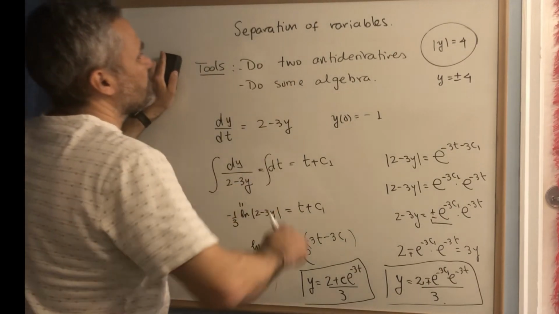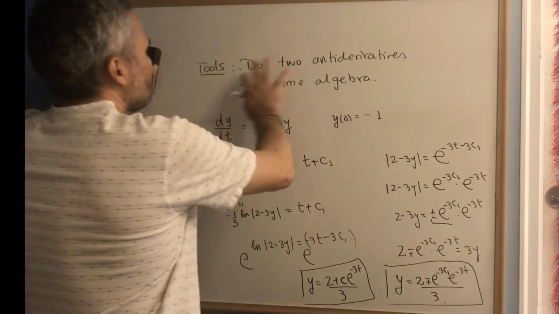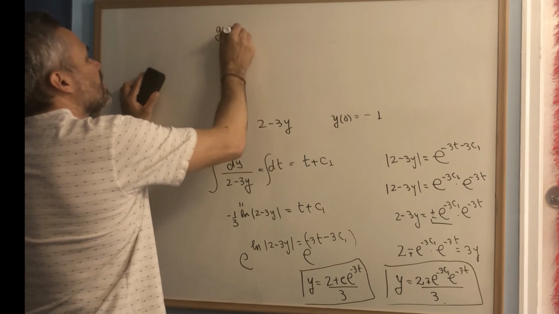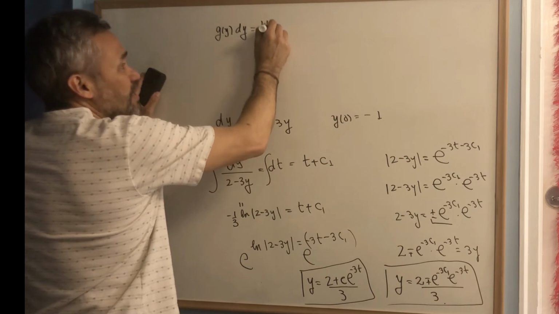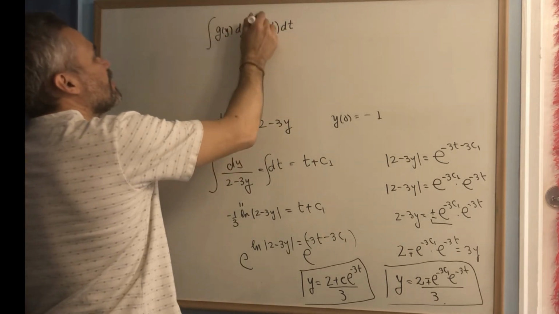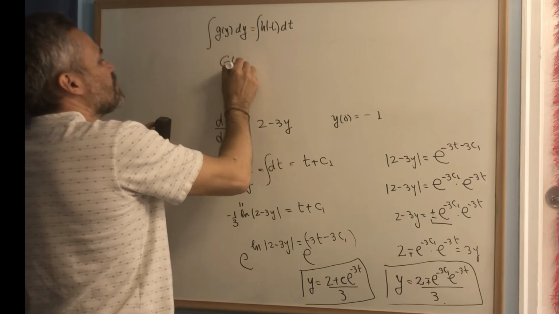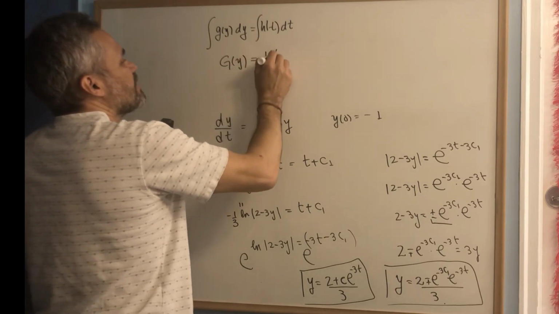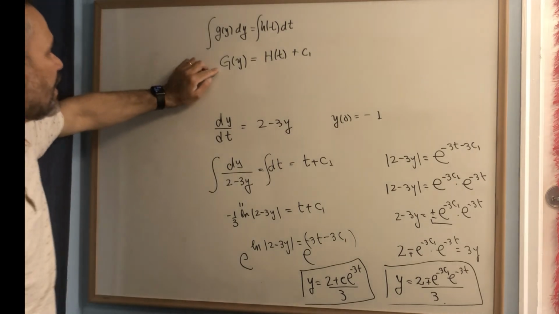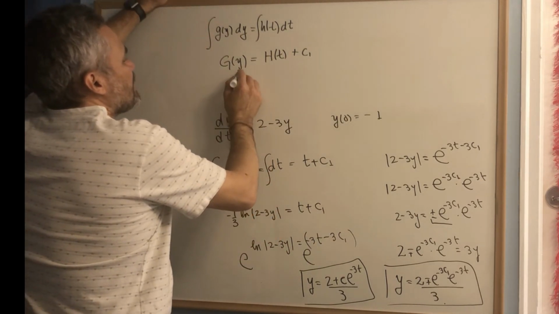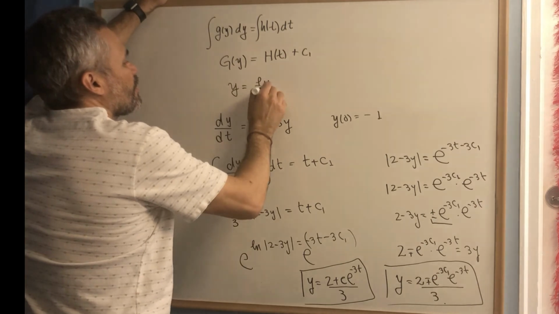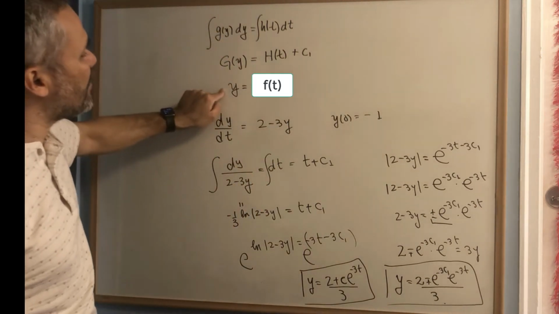What do we have to do in general? Let's try to see what we did. We have to do two antiderivatives and do some algebra. In general, when we have an expression like g of y dy equal to h of t dt, then we have to do the two antiderivatives, right? And usually we write a capital G of y equal to an antiderivative here, and we just write one constant here, plus c1. This is the two antiderivatives, and the algebra is because we have to solve for y.